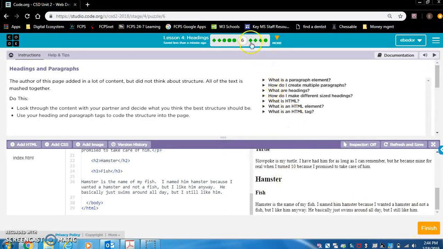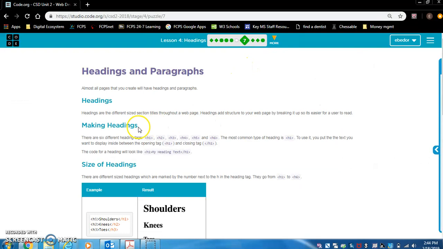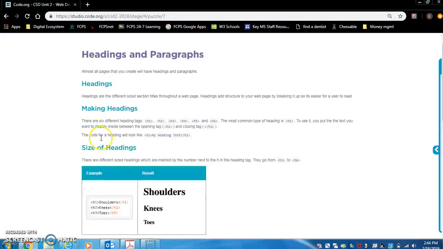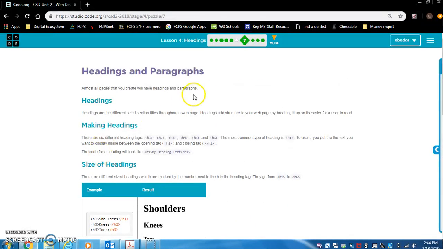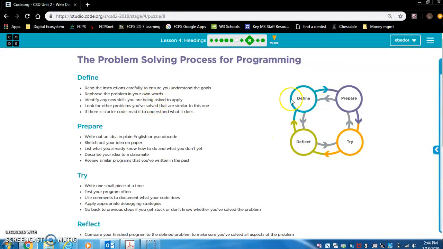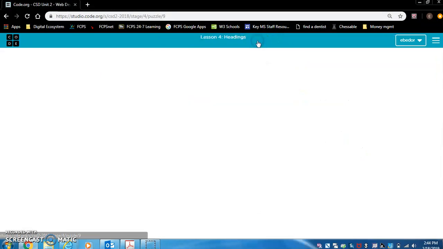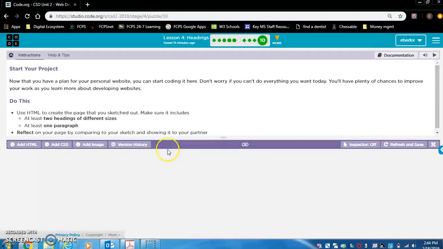Okay, let's move on to 7. Let's take a look. Headings and paragraphs, make headings. Okay, so look over this page, read it quickly, and then move on to 8. And recall the problem-solving process. This is going to be very useful in the coming lessons. There is a lot of problem-solving when you do code. Okay, they want you to think of a personal web page, and they want you to use the problem-solving process to create it. Let's move on to 10.